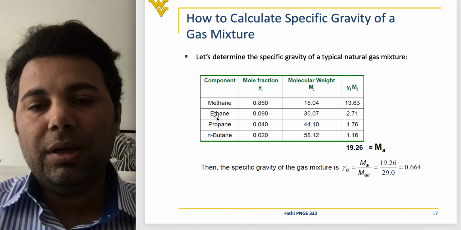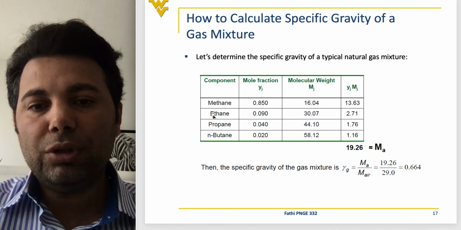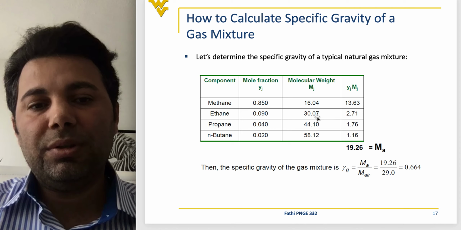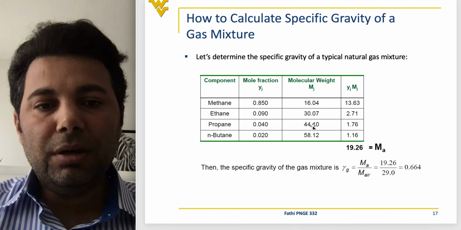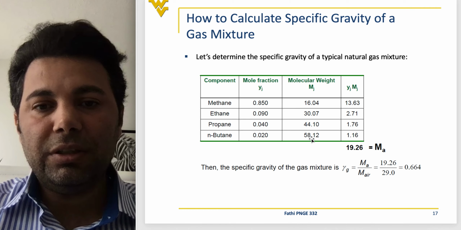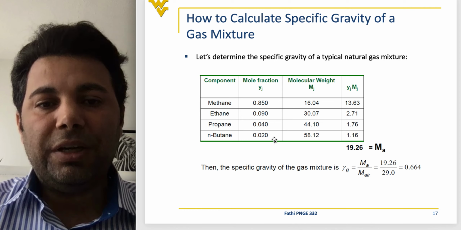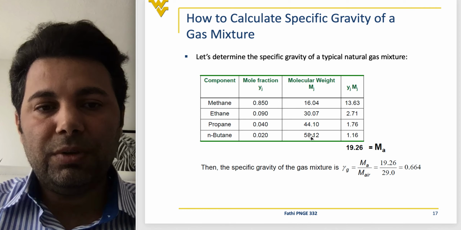Or ethane, it's C2H6. 2 times 12, 24, plus 6, 30. Or to be exact, it's 30.07. So these numbers are fixed. The molecular weight of each component is fixed, coming from the end of the book. So mole fractions are given, molecular weights are coming from the end of the book.